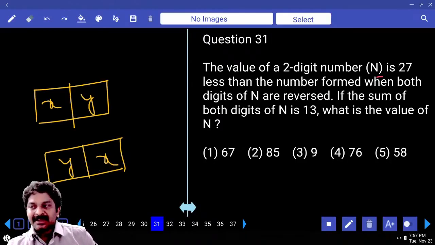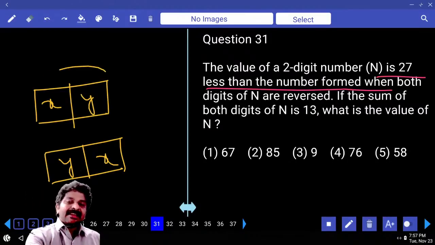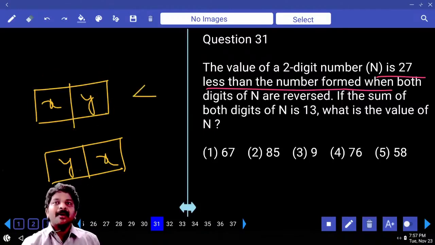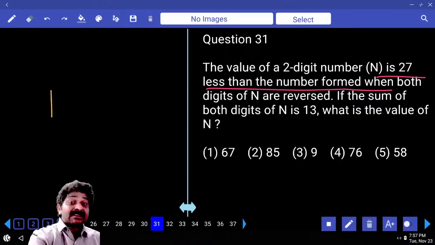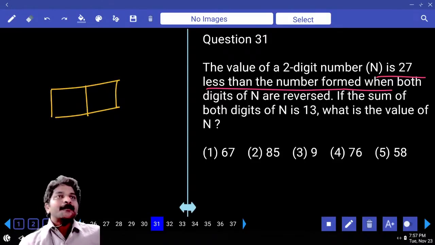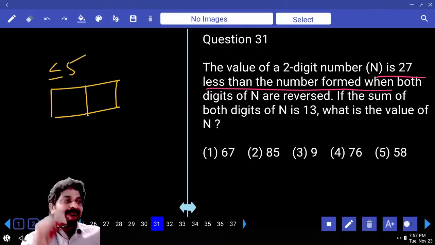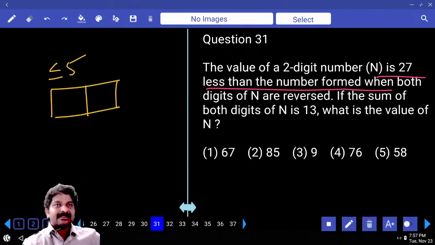A 2 digit number is 27 less than the number formed by interchanging its digits. That means xy is less than yx only. So from this what I was telling you is the Y value is more than the X value? That means this number must definitely be less than or equal to 5, which is 50%.